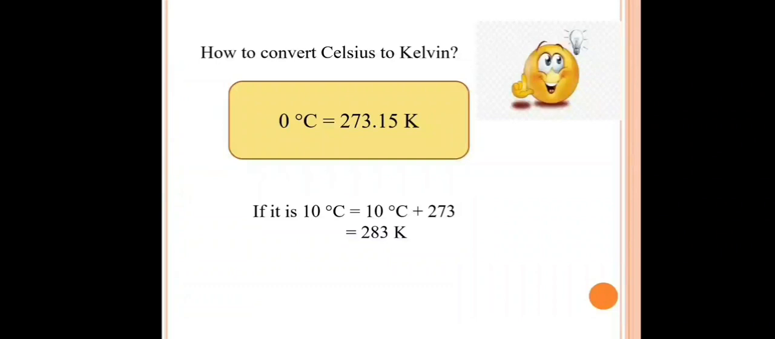So this is the formula. 0 degrees Celsius is equal to 273 Kelvin. Just keep it in your mind. 0 degrees Celsius means 273 Kelvin. So if I give you 10 degrees Celsius to convert into Kelvin, you have to add 10 plus 273 so that you can get the value in Kelvin. So totally 283 Kelvin. Okay.